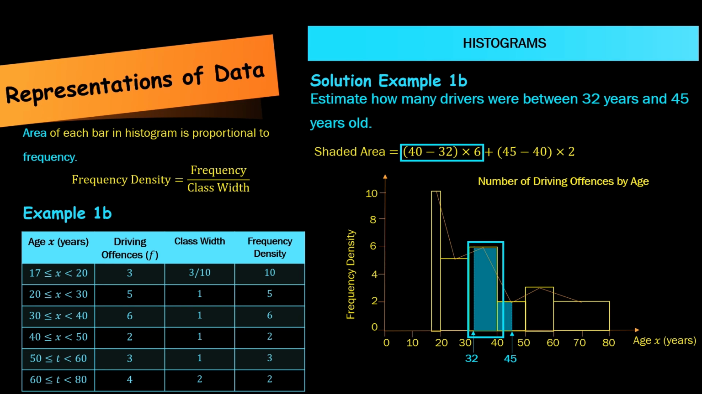The shaded area here is equal to 40 minus 32 multiplied by 6, which is the height of the rectangle. And the shaded area here is 45 minus 40, which is the width of this shaded rectangle, multiplied by 2, which is the height. And this equals 58. So approximately 58 drivers are between 32 and 45 years old.